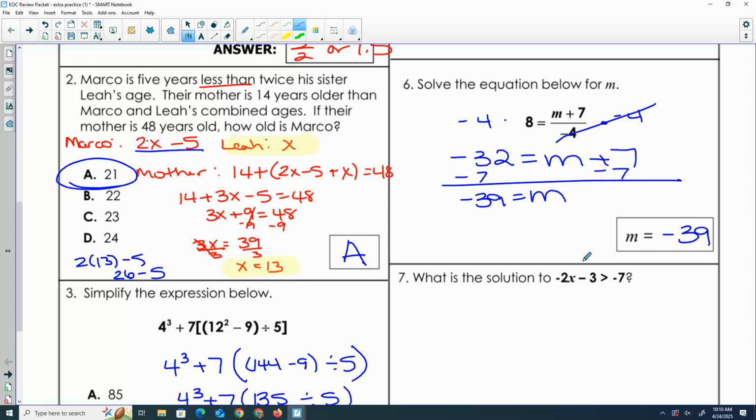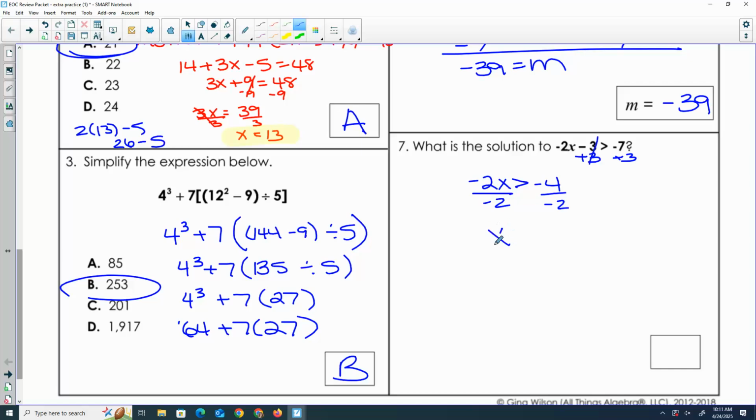And you guys tell me, what do I have to do first on number 7? You have to add 3. So we have negative 2x is greater than negative 4. I have to divide by negative 2. And in an inequality, what happens if you divide by a negative? It flips. So that means x is less than 2. So that is my answer. x is everything smaller than 2.